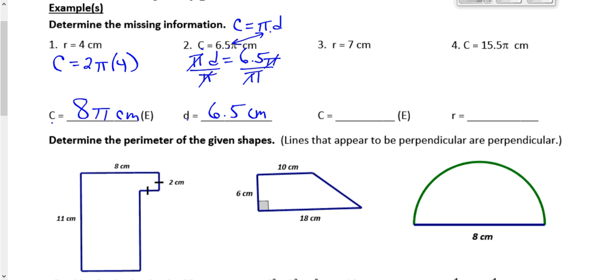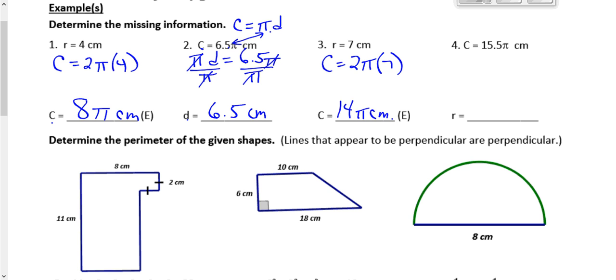Number 3 is pretty straightforward. What we got? 14 pi. 14 pi. C equals 2 pi r. 2 pi, in this case, 7. 2 times 7 is 14, so 14 pi centimeters.